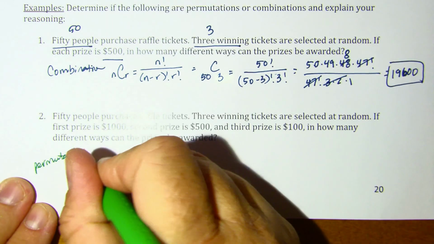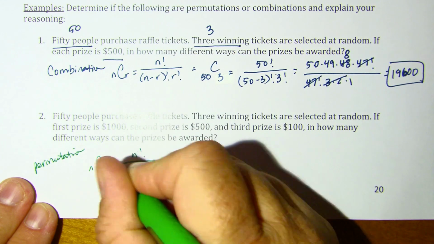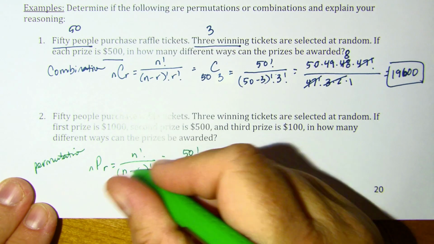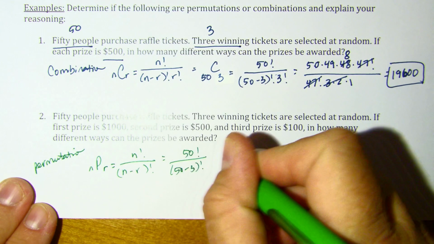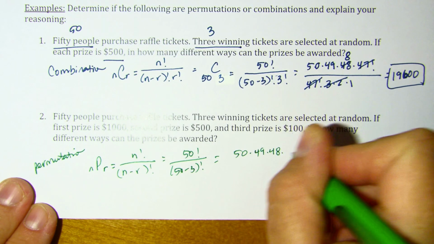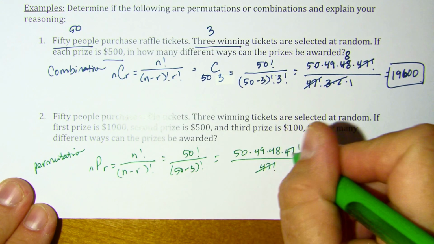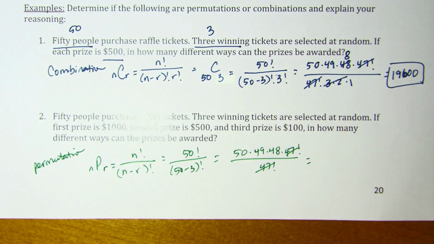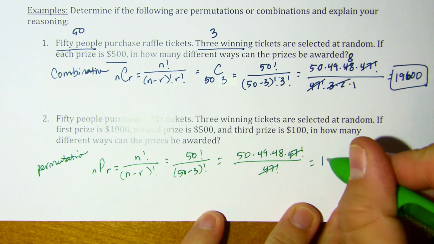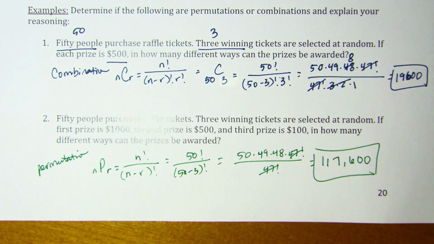So we're going to use the formula for a permutation, and that's n factorial over n minus r factorial. And that's 50 factorial over 50 minus 3 factorial. So 50 times 49 times 48 times 47 factorial over 47 factorial. Those cancel. There's no reducing that 48 in this case, so that's going to be 50 times 49 times 48, and that gives us 117,600. So obviously many more ways that that can occur.